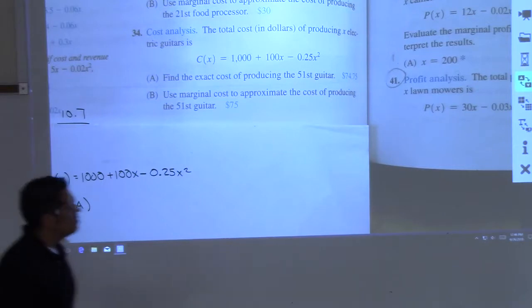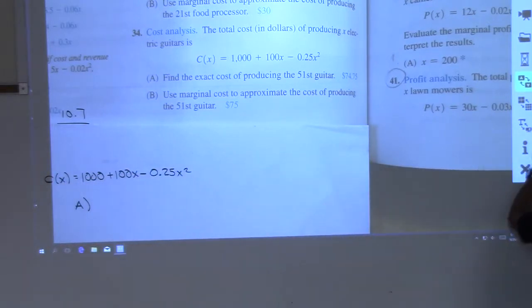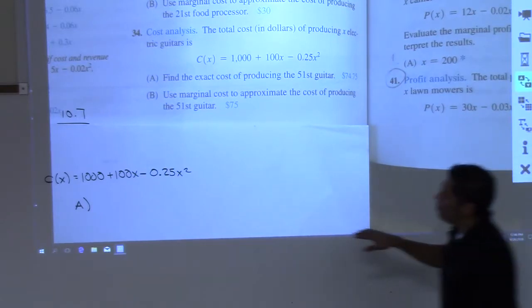What was the formula? Maybe I should write down the formula over here. It's going to be off camera, but the exact cost that I just showed you was C of x plus 1 minus C of x, right? And then the marginal cost is C prime of x. And we said that these two things are approximately the same. Approximately. So what are we gonna plug in here?